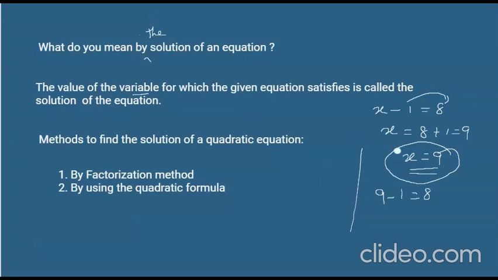Hence, the value of the variable, here the variable is x, for which the given equation satisfies, that means LHS is equal to RHS, this is called the solution of the equation. Or in the simplest form, we can say the value of the variable for which LHS is equal to RHS for the given equation. Clear?